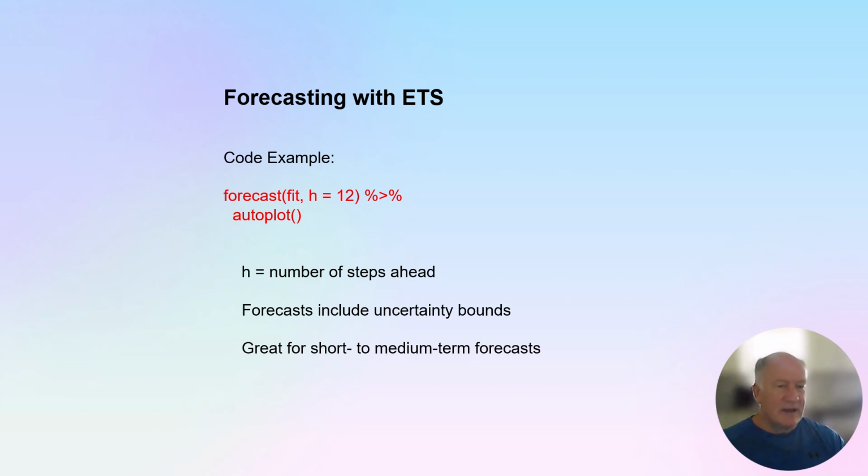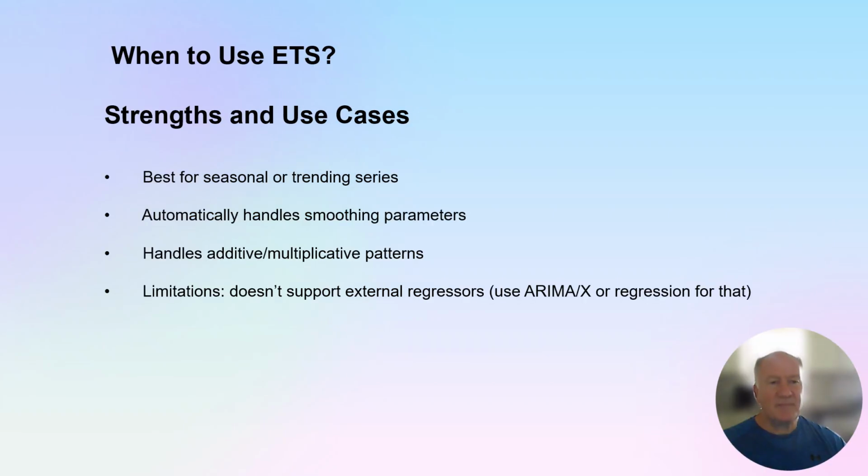So for example, we can forecast a fit with h equals 12 and then autoplot. h is the number of time steps ahead. The forecast includes uncertainty bounds, and it's great for short to midterm forecasts.